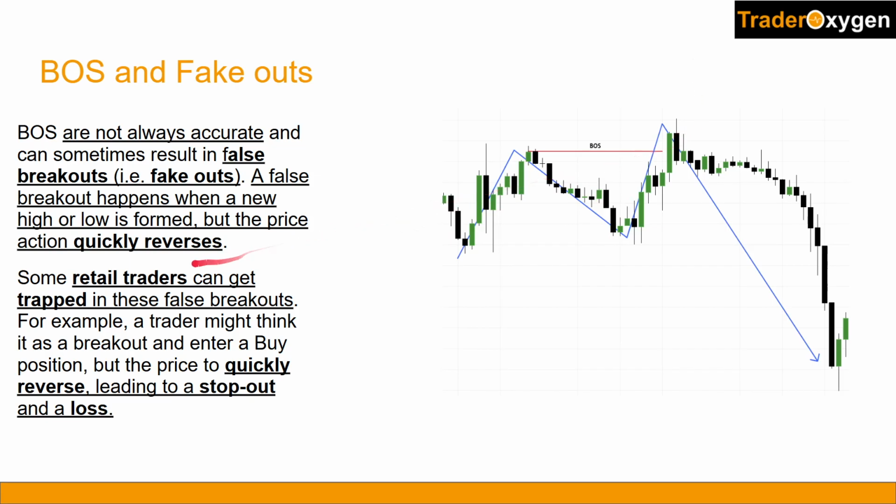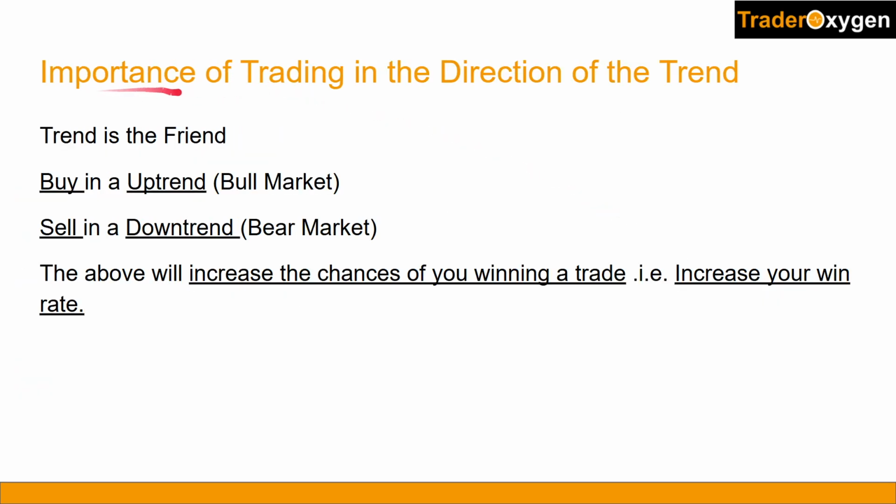Instead of that, you can see the price has quickly reversed and gone down. Instead of making a higher high and going up, it has quickly changed direction down. So that is a false breakout, a fake out. A lot of retail traders will get trapped here because they think the price is going up. They will start buying here, but the price goes down and stops them out. So keep in mind fake outs. Okay, let's see what's next. It's very important to trade in the direction of the trend. Always consider the trend as your friend.